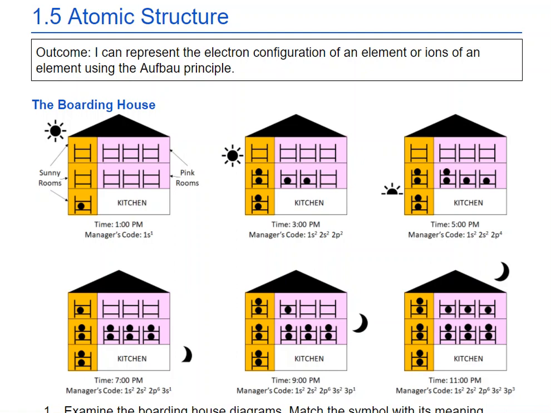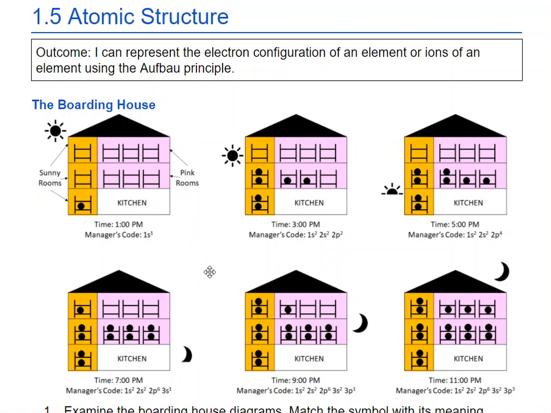Okay, so here is 1.5, which is atomic structure. Our outcome is I can represent the electron configuration of an element or ions of an element using the Aufbau principle. So in order to explore how we place electrons into their electron configuration, we're going to use a little metaphor here, which is going to be the boarding house.